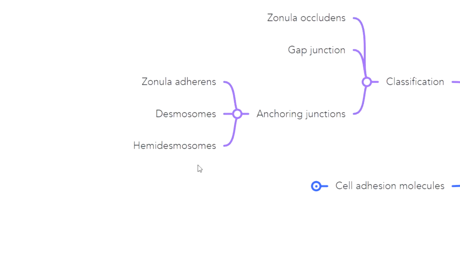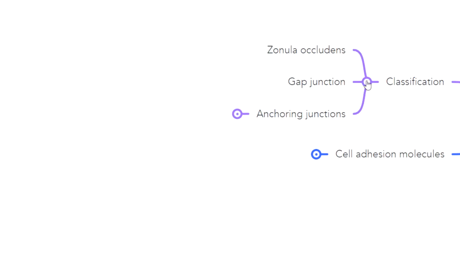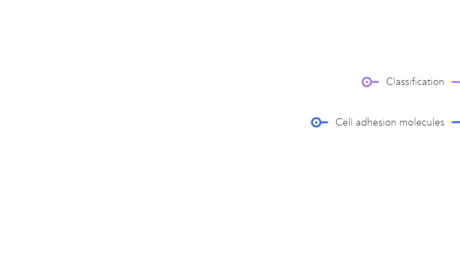And hemidesmosomes are the anchoring junctions that adhere the basal surface to the basement membrane. So the rest, that is zonula adherens, desmosomes, gap junction, zonula occludens, they all are present in the side walls of the cells, which helps in anchoring the cells to the adjacent cells. So that is about the epithelial junctions.